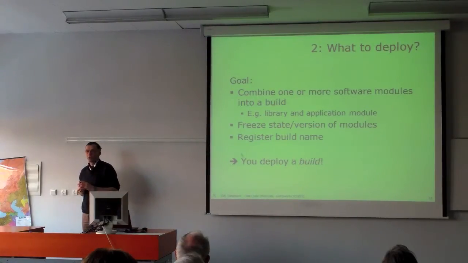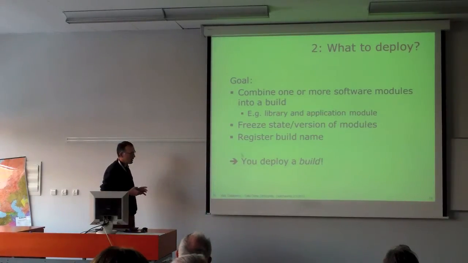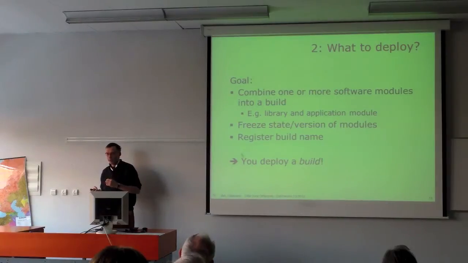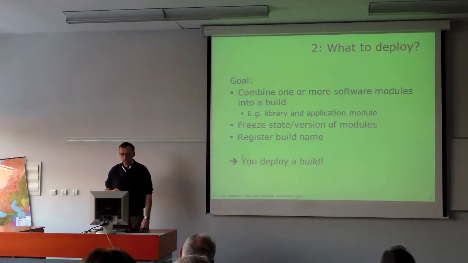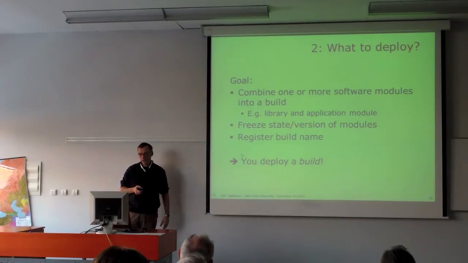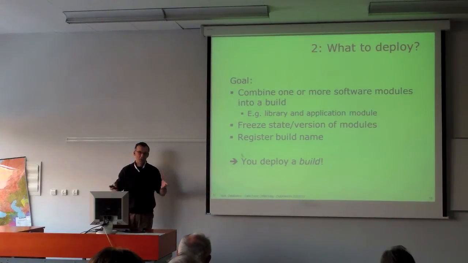Second component of the system is what do I have to deploy? You usually have not only your project X you want to deploy to a server, but in my case I have the tendency to create a software library, so you also have to deploy one or more software libraries included with your project to your server. So it's not just one project, it's more, and you need to know which ones to deploy. If you do that, you want to freeze the state, you want to freeze the version of your models. Which version of your model are you going to deploy? And you have to register some kind of build name or build number for your deployment. So what you actually deploy is a build, and a build consists of one or more modules in specific versions.